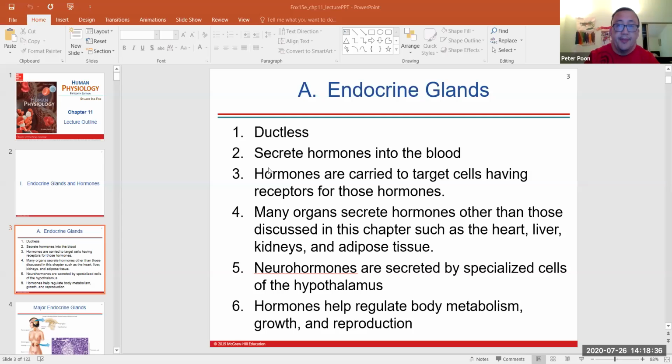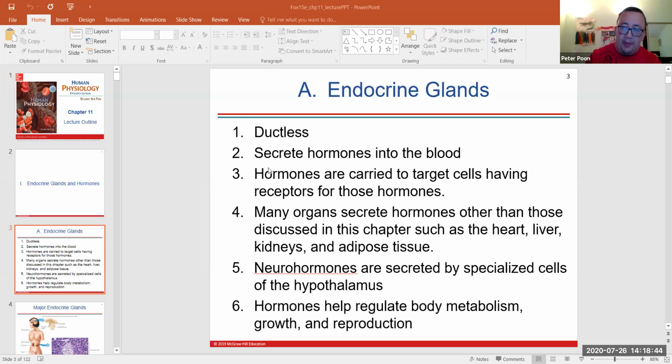Hey, let's talk about hormones. Again, this is a pretty long chapter, so I'm just going to try to highlight some stuff instead of going over everything. The functions of the different hormones, you can look those up.